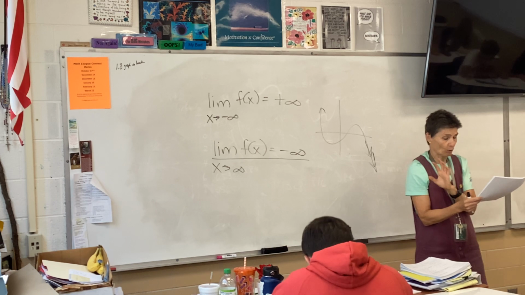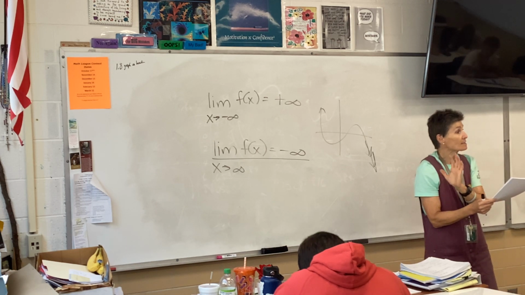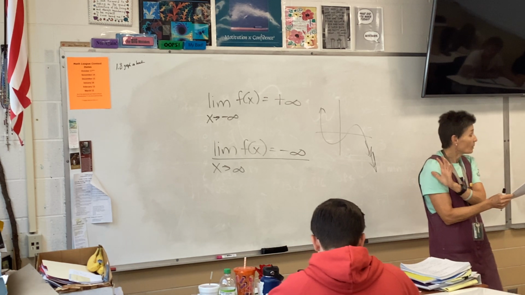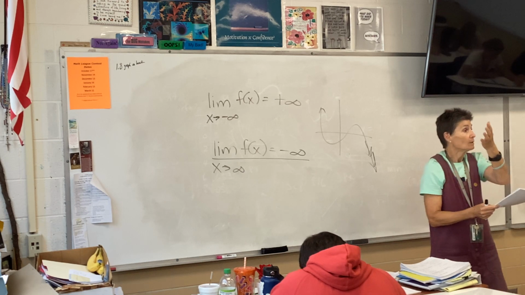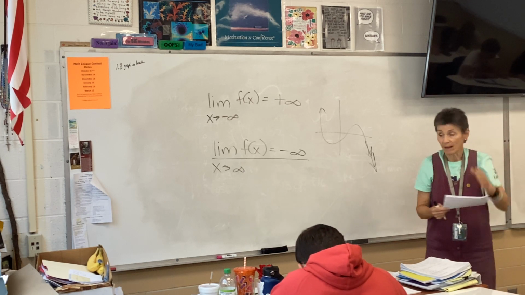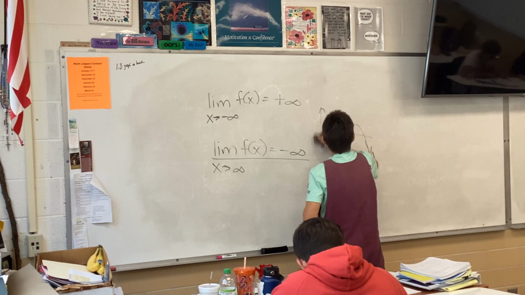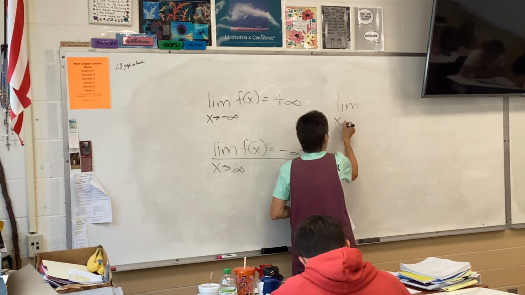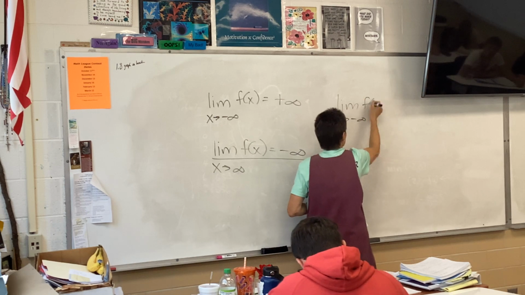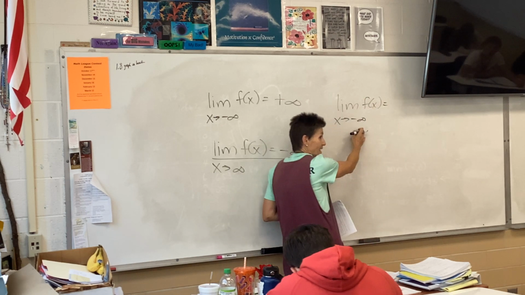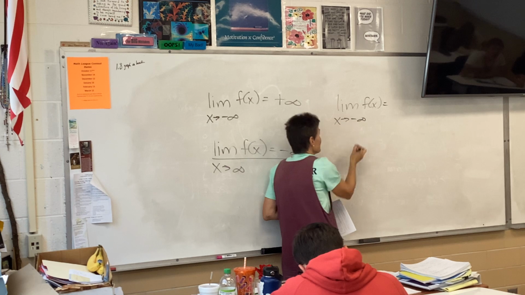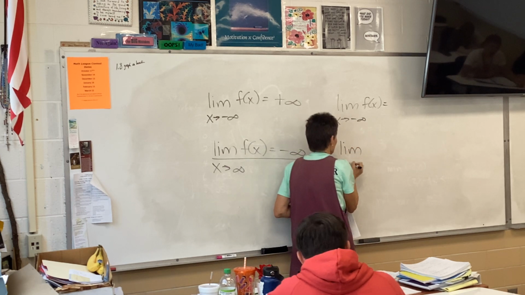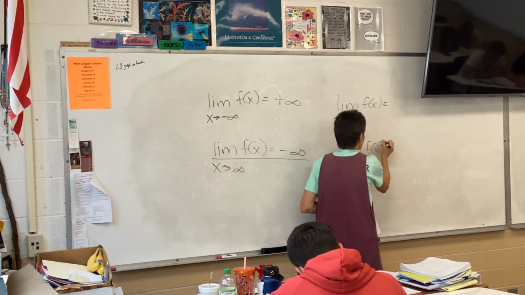What's the right verbal? As X increases without bound, Y increases without bound. So what will be your limit statements? Guys, this is always going to be the left one. X is going to negative infinity. That's left. And then your limit to the right.